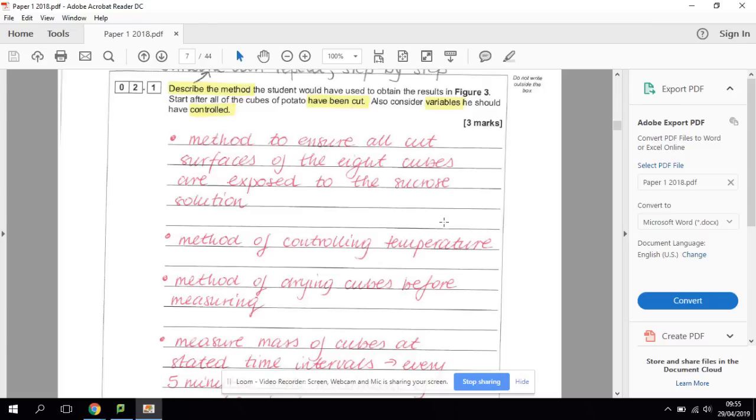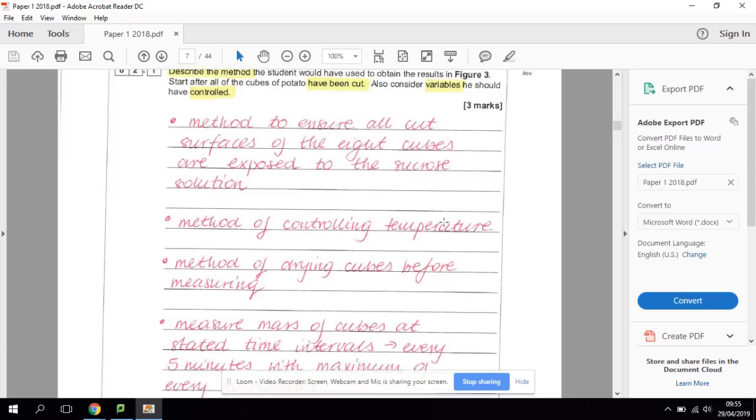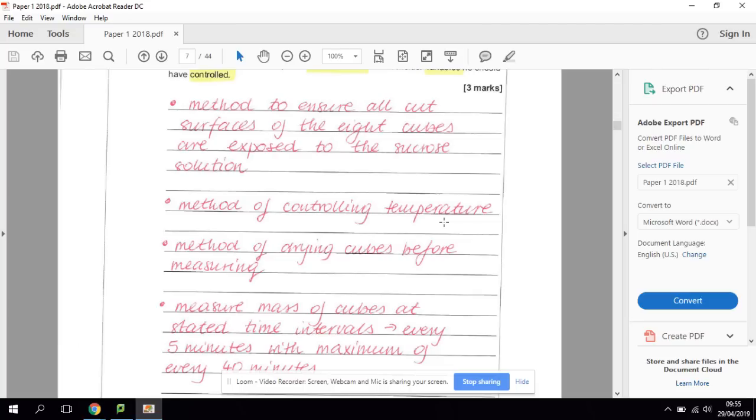So a method to make sure that all cut surfaces of the 8 cubes are exposed to the sucrose solution. So that's important. We want all of those to be in there. A method of controlling temperature, so it could be at room temperature, could be using a thermometer. A method of drying cubes before measuring, so that could be, for example, using the blue roll to dry the cubes before you measure the initial mass. And measure the mass of cubes at stated time intervals.